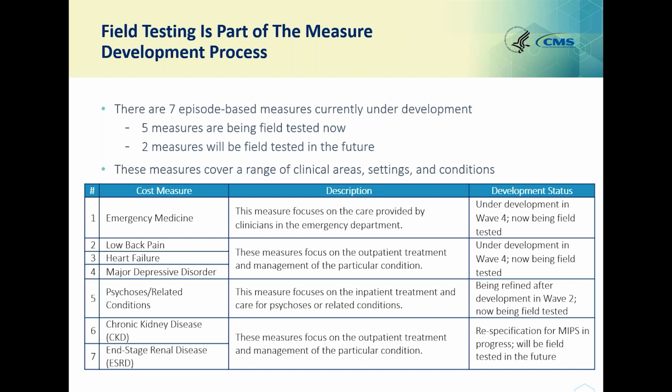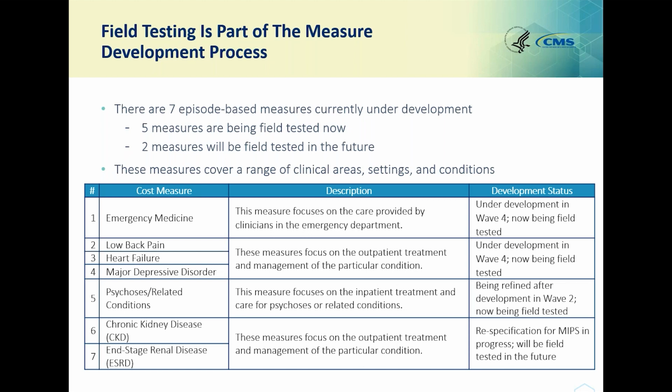The 5th measure is one that had initially been developed in 2018 and has undergone refinement since then. It is now being field tested with some minor updates that still preserve the intent of the measure to focus on the inpatient treatment and care for psychoses and related conditions.